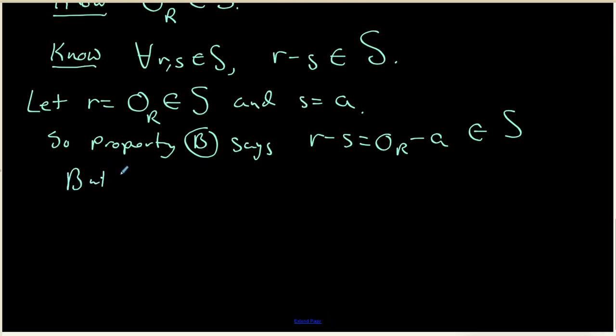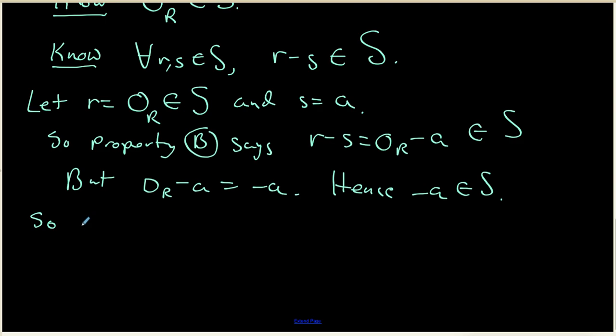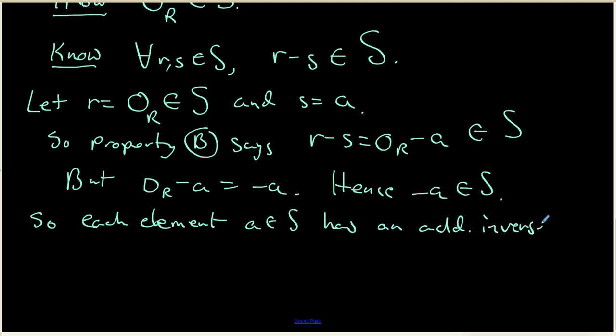But 0R minus A is just minus A, and that means minus A does indeed belong to S. And so what we now have is each element inside set S has an additive inverse living inside set S. So at this point we've shown everything except closure for addition.